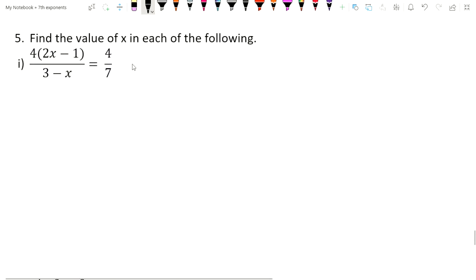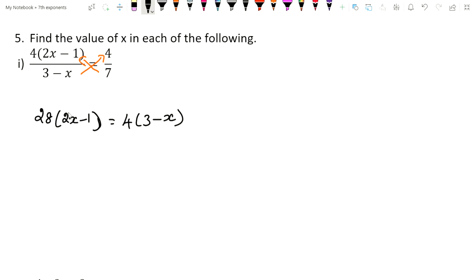Find the value of x in each of the following. Okay, so in this, (2x minus 1) divided by (3 minus x) equal to 4 by 7. First you cross multiply. So 4 sevens are 28 into (2x minus 1) equal to 4 into (3 minus x). Now multiply this: 28 into 2, you get 56x minus 28, equal to 4 3s are 12, 4 into minus x, minus 4x.